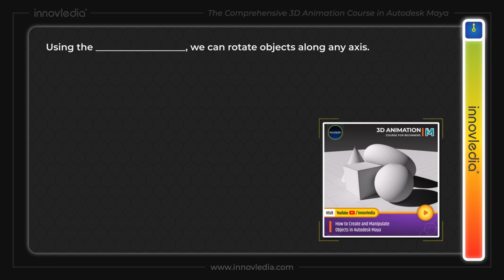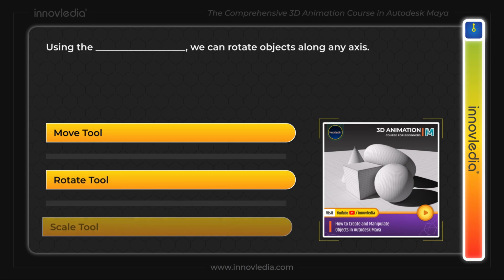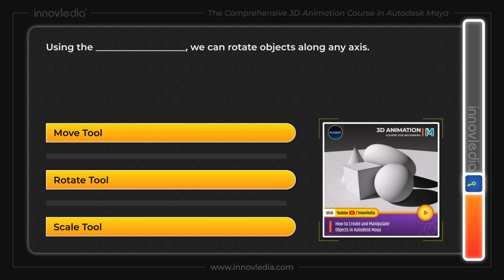Using the dash, we can rotate objects along any axis. The options are Move tool, Rotate tool, Scale tool. Your time starts now. And the correct answer is Rotate tool.